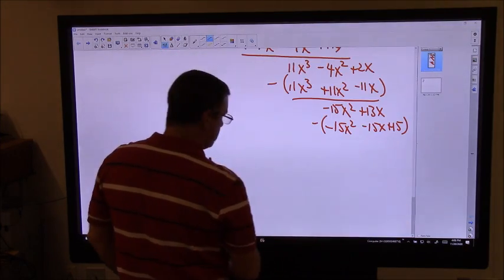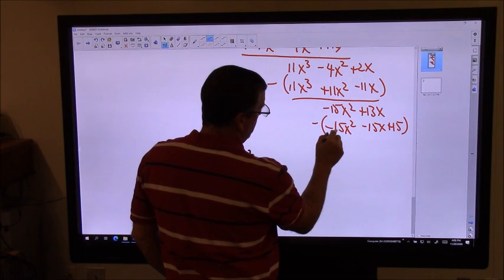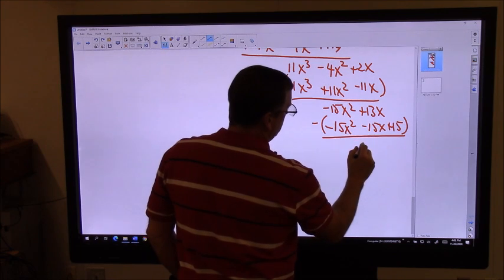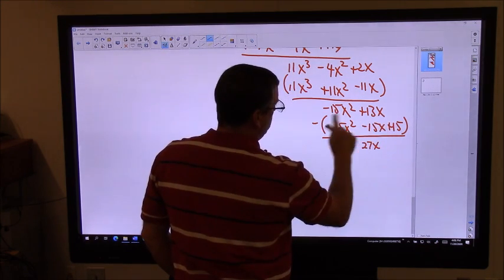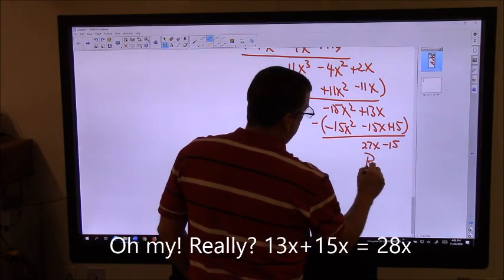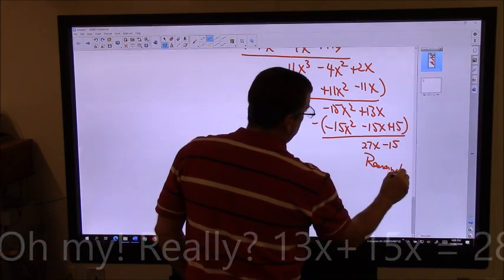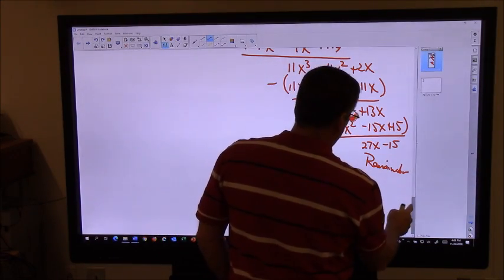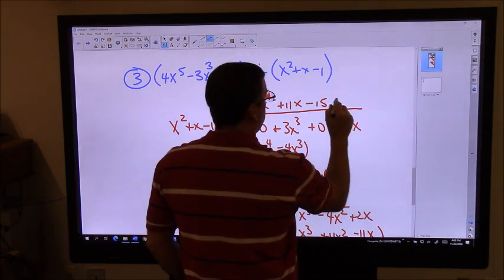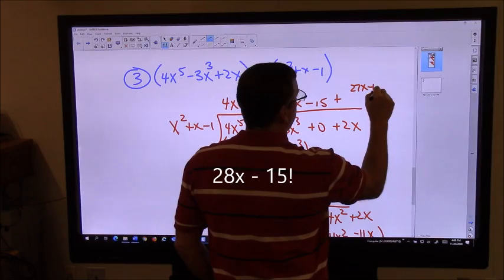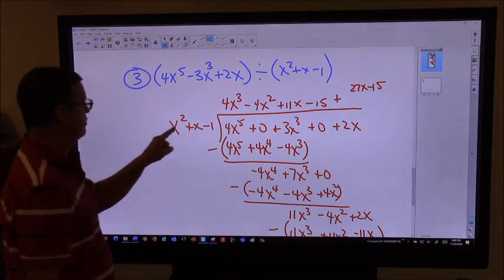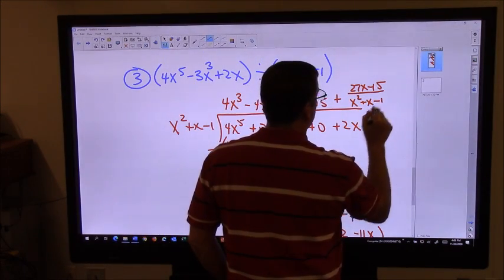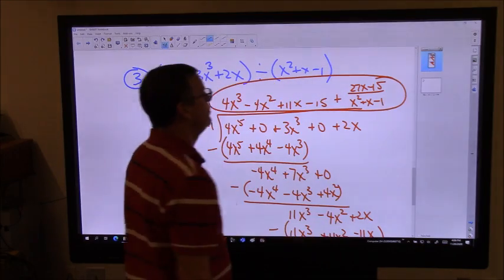Alright, now I think I'm almost done. So when I subtract a negative, that becomes positive. These add up to 0. I'm going to do 13 minus a negative 15. That means we're going to add this. So that'll be 27x. And then 0 minus 15. There's my remainder. So 27x minus 15. Since that first term was positive, I'm going to say plus 27x minus 15 over this. X squared plus x minus 1. There's my answer.